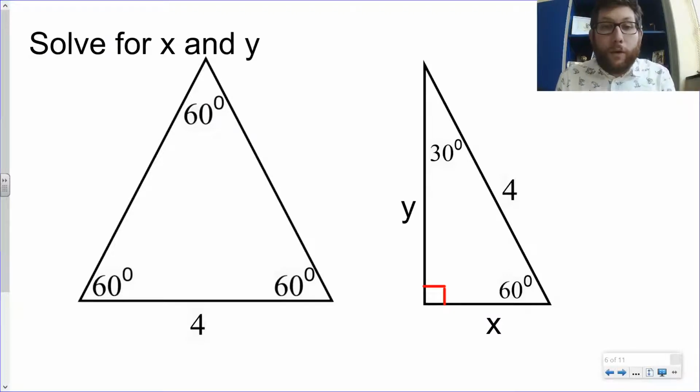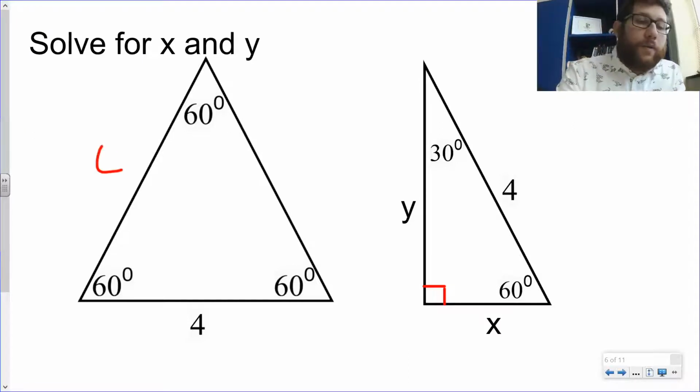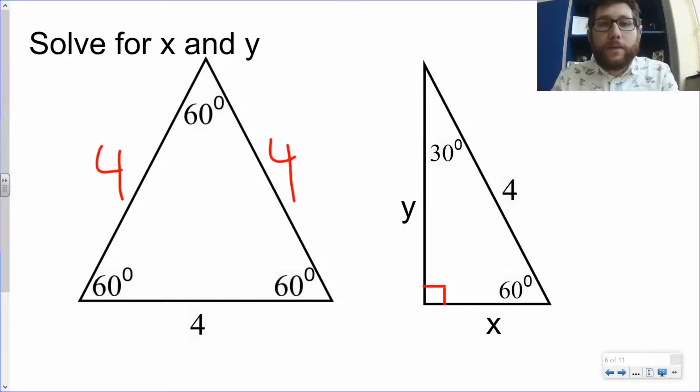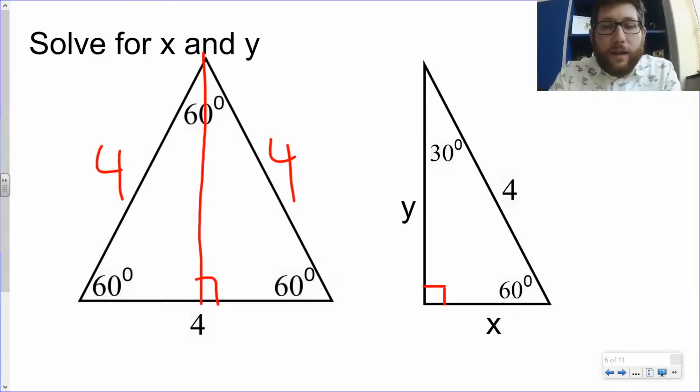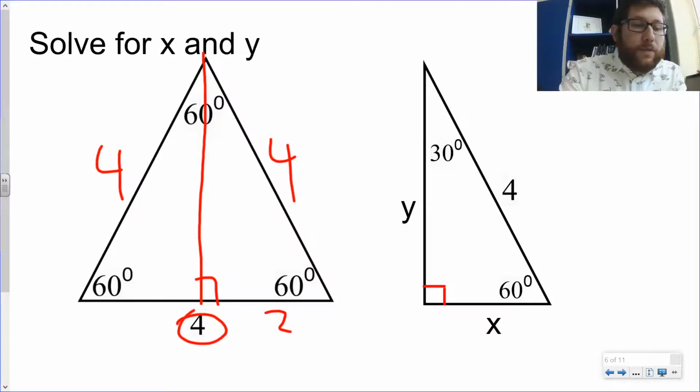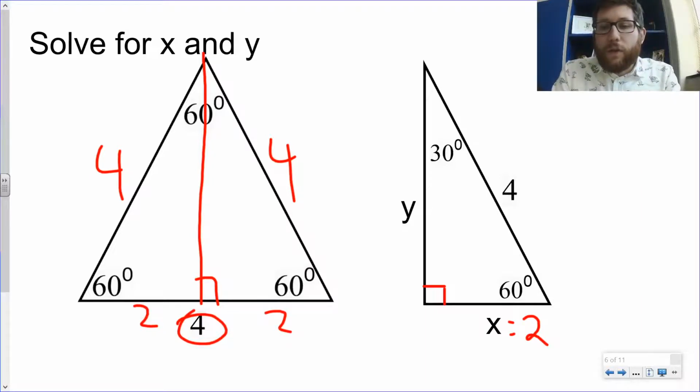Let's take a look at a 30, 60, 90 triangle. So maybe the easiest way here to think about this is thinking of a 60, 60, 60 triangle, an equiangular or equilateral, equal angles, equal sides type of triangle. So in this triangle, I know I've got fours all around, right? Now, in the triangle on the right, what I've done is I've drawn a line straight down the middle of my triangle, okay? So this 4 at the bottom becomes 2 and 2, so x is equal to 2 here. All right, and then all we need to do is solve for y.